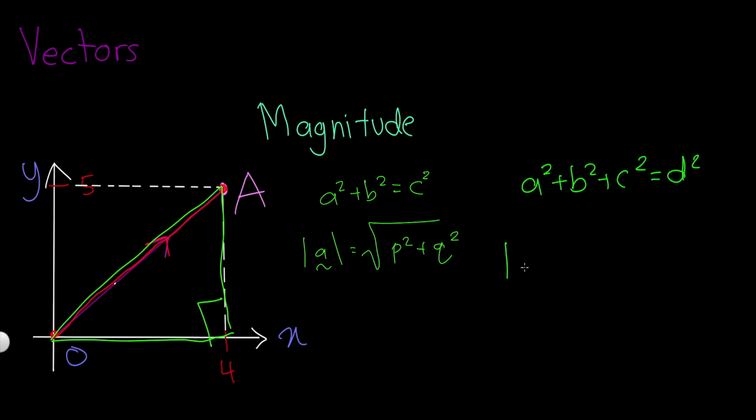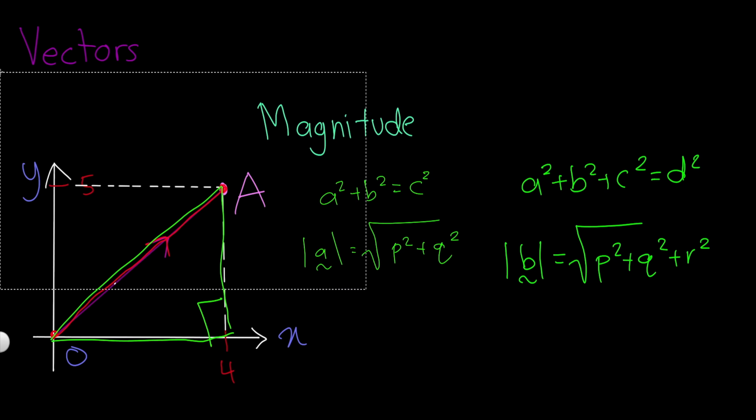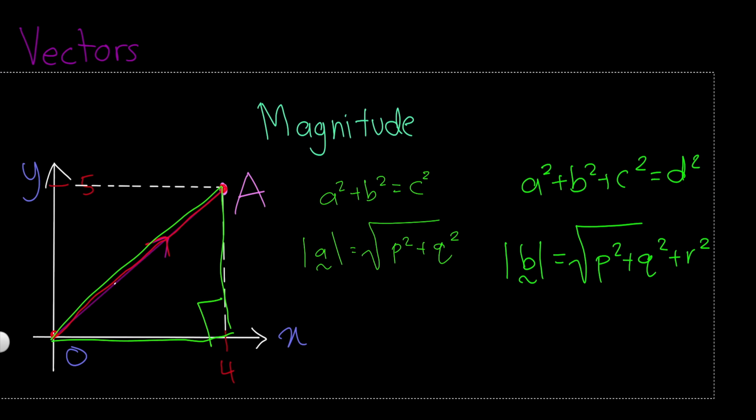We will get the vector, let's use b this time. So the magnitude of vector b is equal to the square root of p squared plus q squared plus r squared. Okay, so now let's look at some example questions regarding this topic.